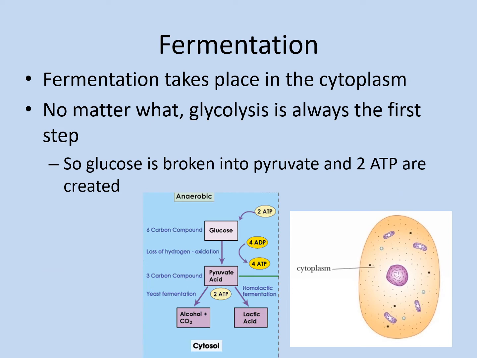So we have fermentation, which takes place in our cytoplasm. And no matter what, glycolysis will be the first step. It doesn't matter if you're breathing oxygen, using oxygen, or you're not. Glyco means sugar, lysis means to break. So as soon as sugar gets inside of our cells, they start to break it down. And it breaks it down into pyruvate and 2 molecules of ATP.